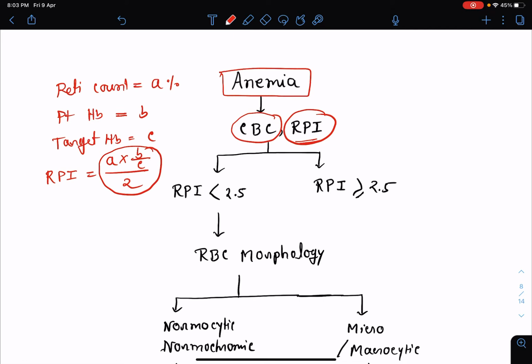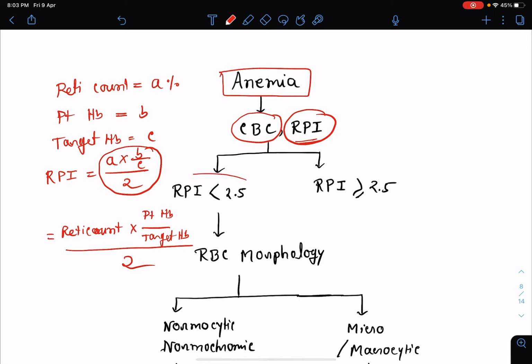So that means reticulocyte production index is equal to reti count into patient's hemoglobin divided by target hemoglobin and the whole divided by 2. So, suppose if the reticulocyte production index is less than 2.5, the next what we're going to do is that we're going to look for RBC morphology.